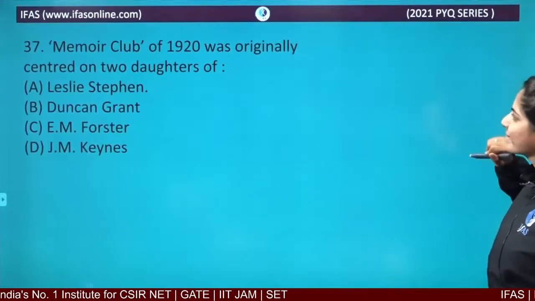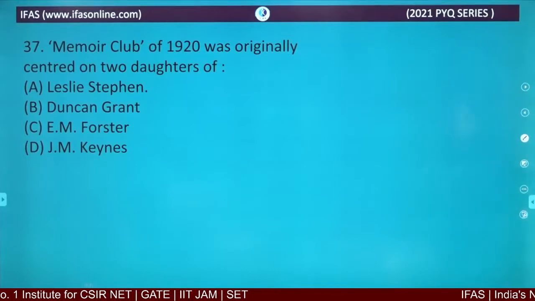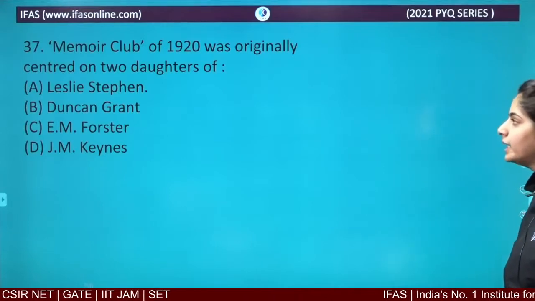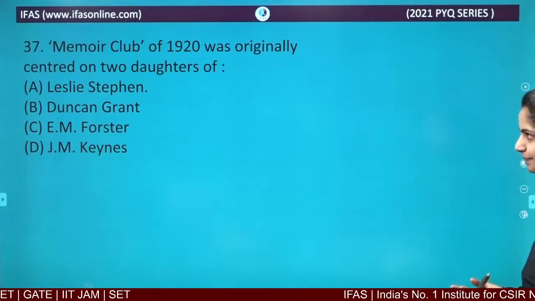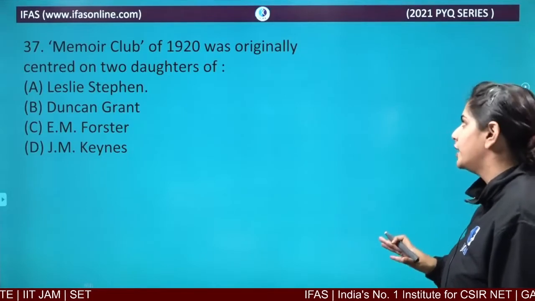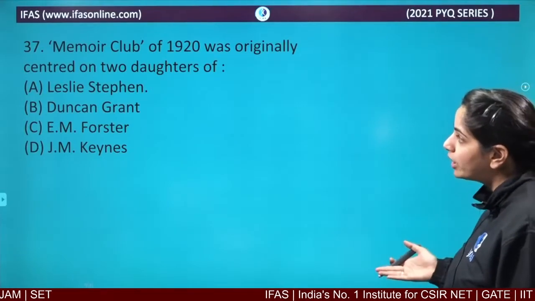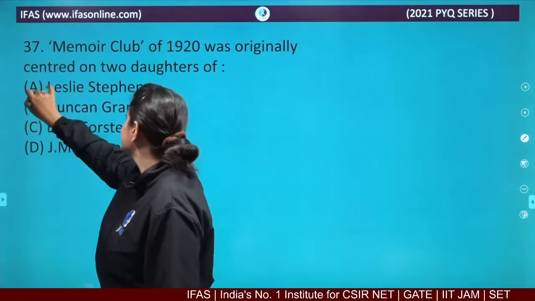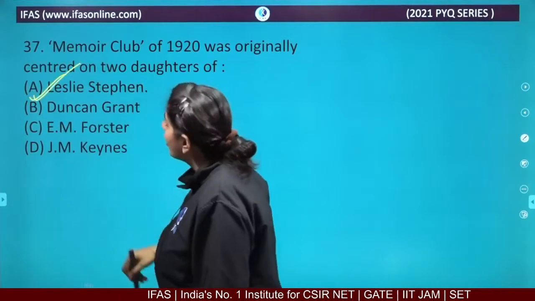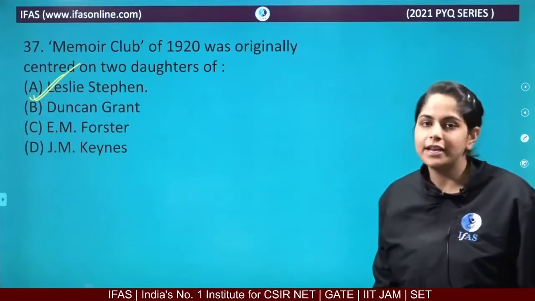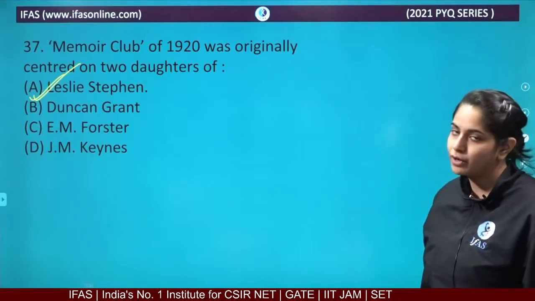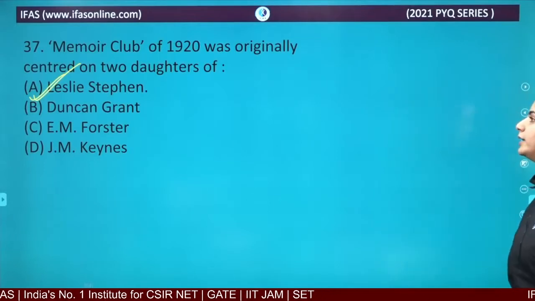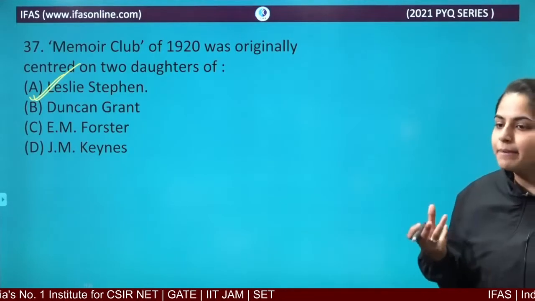The Memoir Club of 1920 was originally centered on two daughters of whose two daughters? Two daughters of Leslie Stephen. Okay, so for that, to know about the two daughters of Leslie Stephen, you should know the Memoir Club. So what was this Memoir Club of 1920, and what was the aim behind this club?